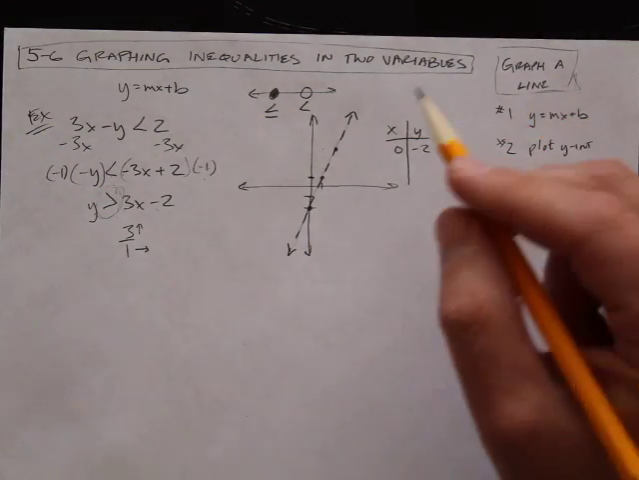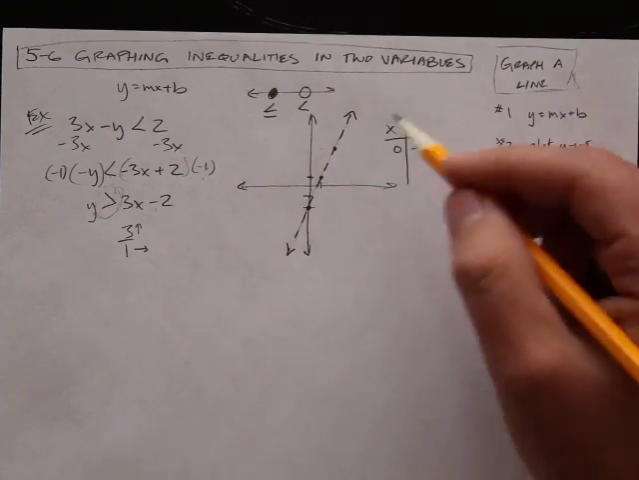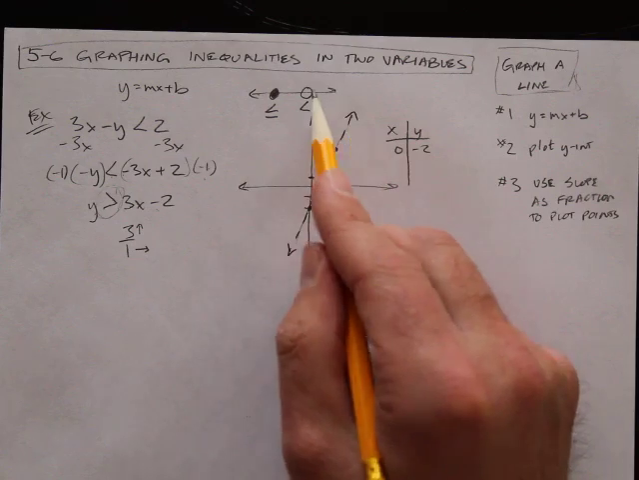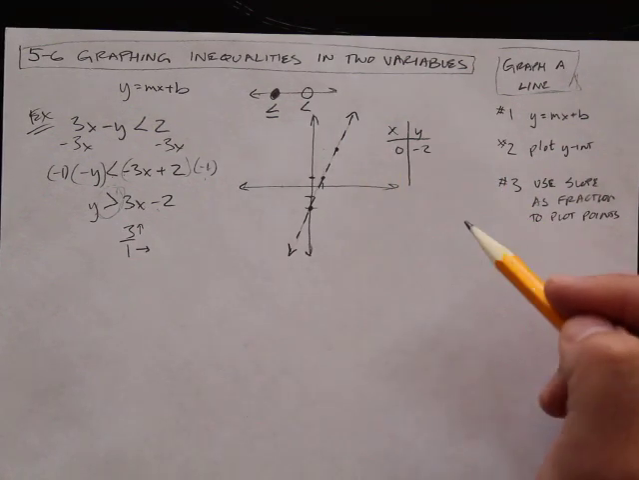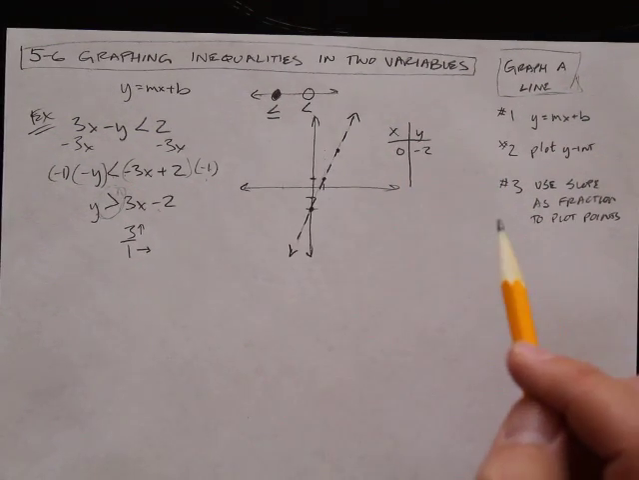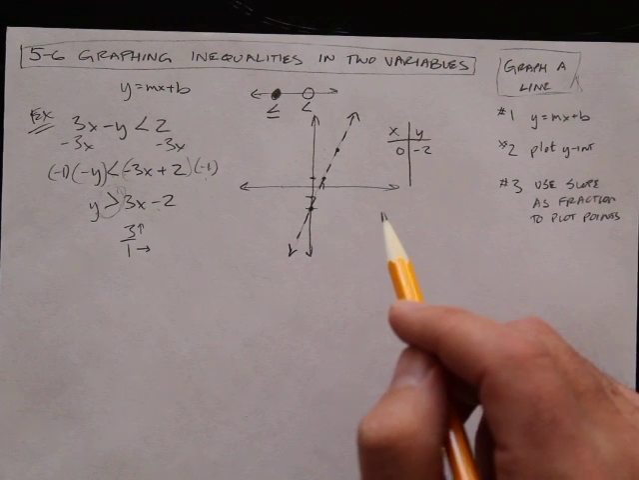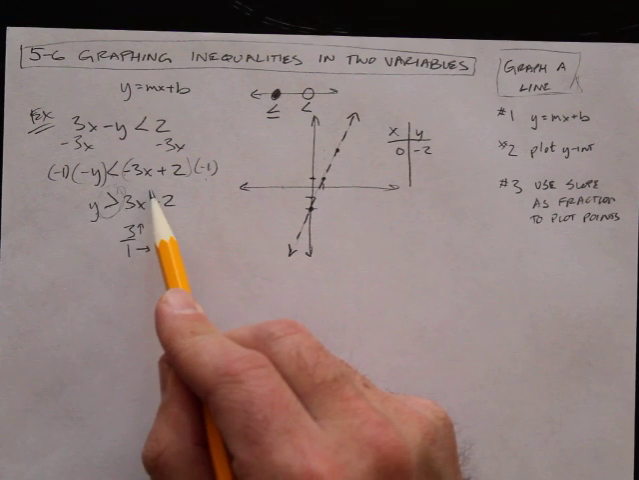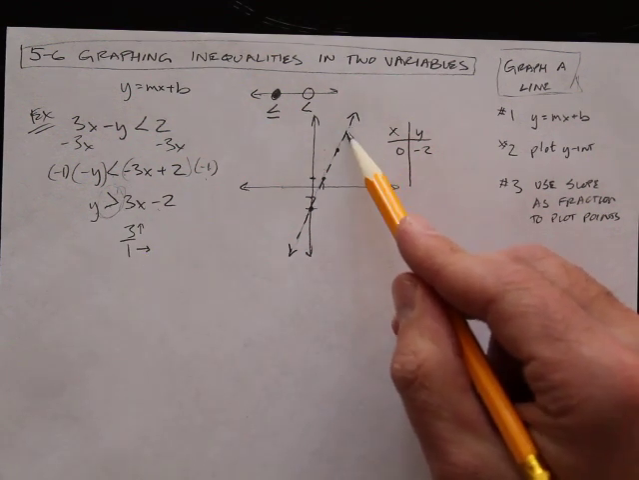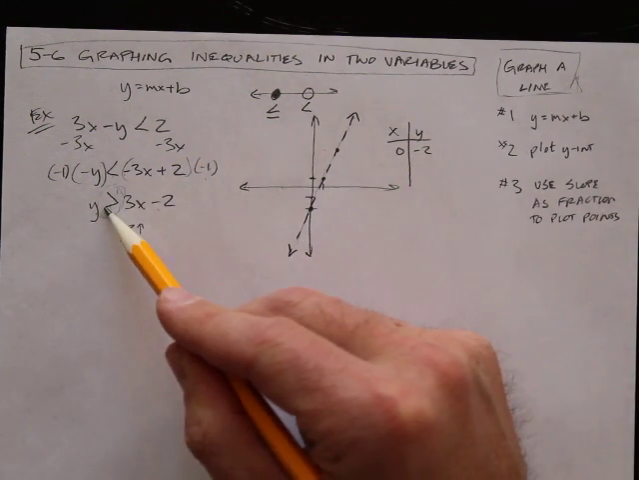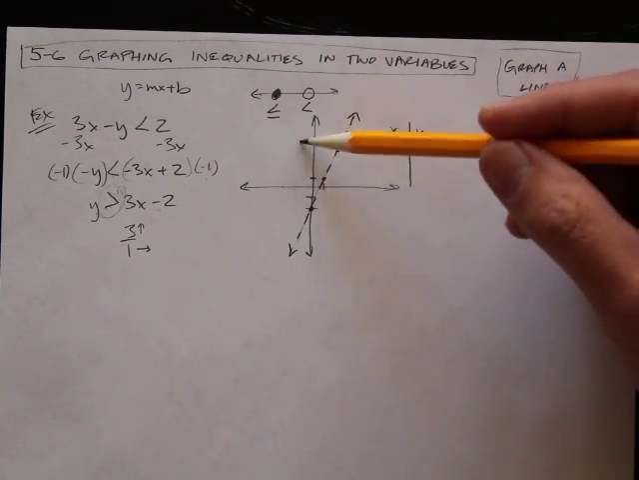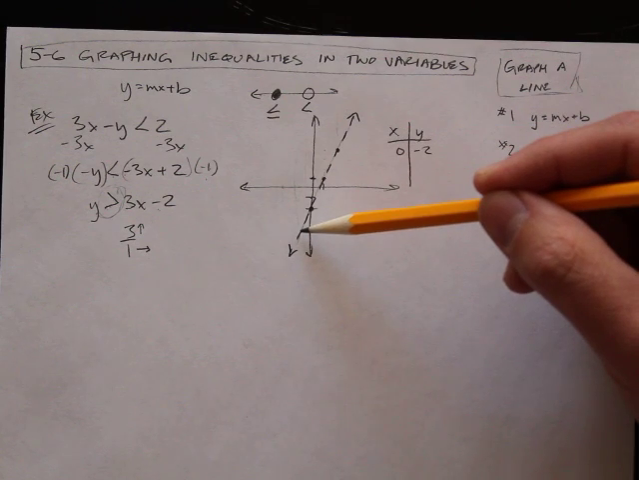Now, the last thing we need to do is shade. So back on a number line, we would shade on one side or the other and draw an arrow. This time we're going to shade. Now, there are a couple ways to figure out how to shade. One is y is greater than this expression. So here's this expression, and y is greater than that. So I can just shade everything that's greater than this expression.